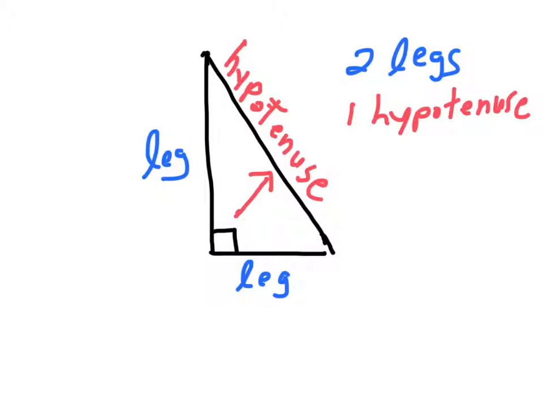So the legs you can recognize because they're the two sides that meet at the right angle. So they meet at this 90-degree angle. So they're pretty easy to find. And then the hypotenuse is just the other side.